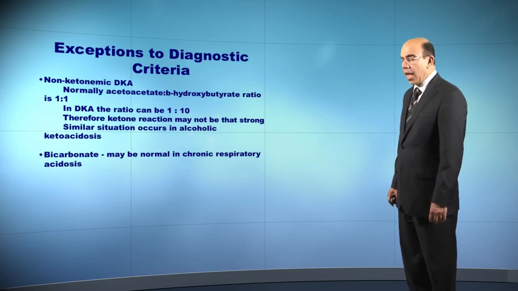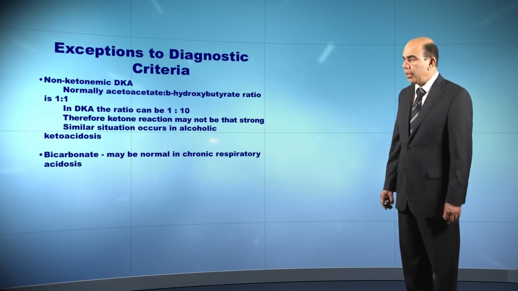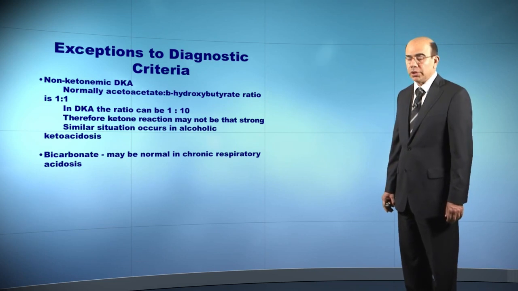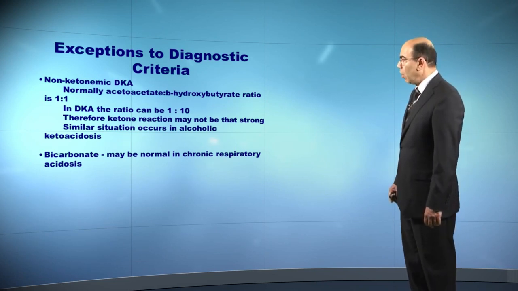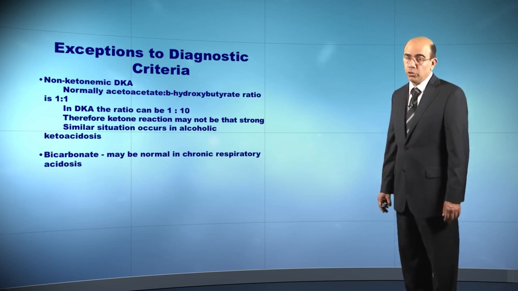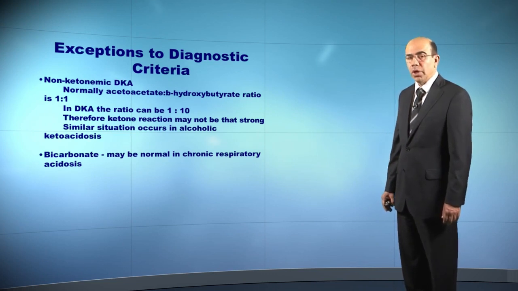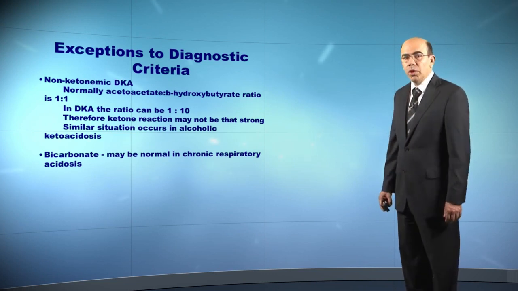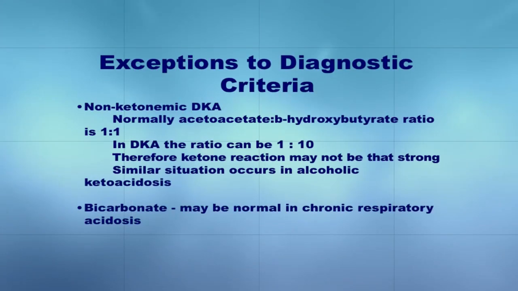Non-ketonic DKA, again, as I mentioned earlier, occurs when there is disproportionate elevation of beta-hydroxybutyrate due to tissue hypoperfusion or hypoxia. There will be very little acetoacetate formed, and therefore you will not measure this in the nitroprusside reaction. And rarely bicarbonate may be normal in chronic respiratory acidosis.